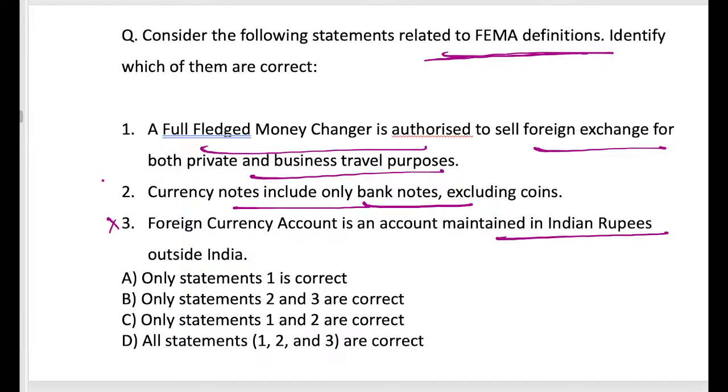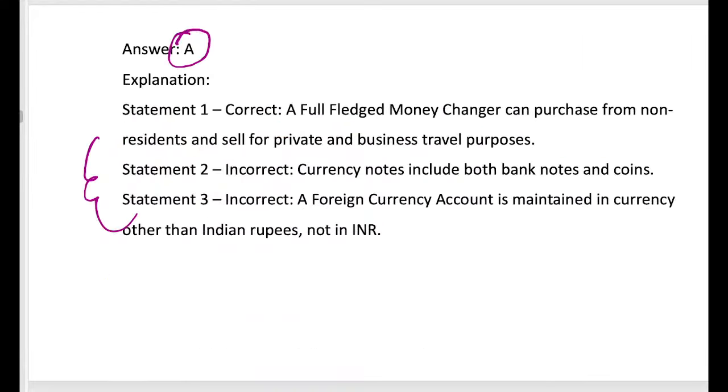ठीक है. These two statements are clearly wrong. This is right. So what we have to find out? Correct statement, only one. ठीक है. FFMCs, जैसा आप लोगों ने देखा होगा ना एयरपोर्ट पे जो करेंसी चेंज करते हैं, those are FFMCs. ठीक है. And currency notes, they include coins also. FCA is maintained in foreign currency only. So option A will be the right answer for this particular one.